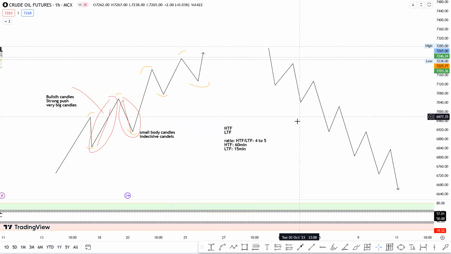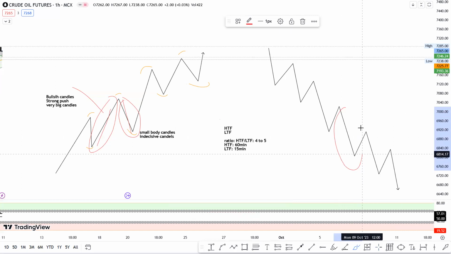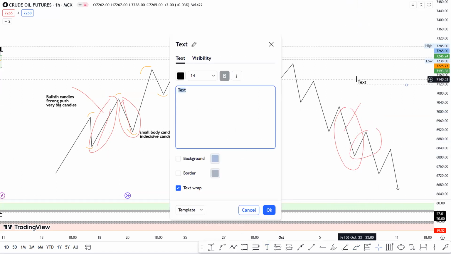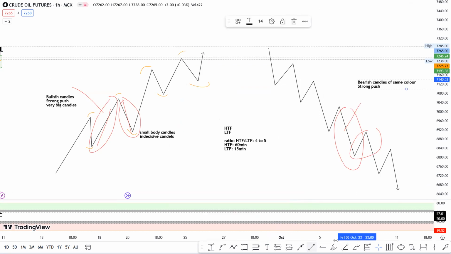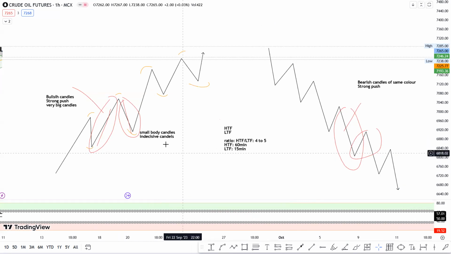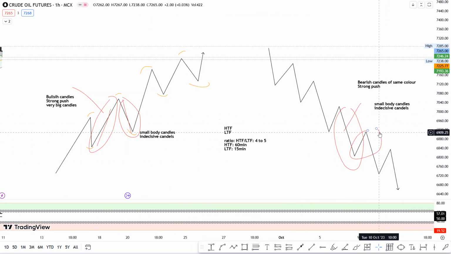Similarly, for the bearish trend, you'll have consecutive lower lows and lower highs. This is an impulse move, and this is a correction. In an impulse move also, you'll have big bearish candles of the same color and a very strong push in nature. Whereas for the pullback, you'll find very small body candles and indecisive candles, right?